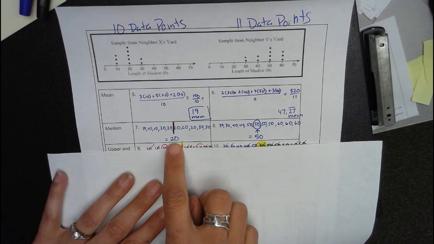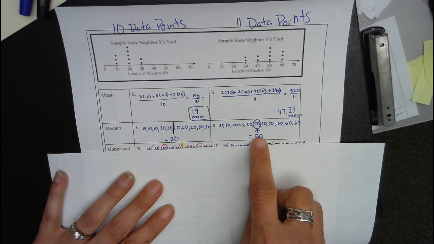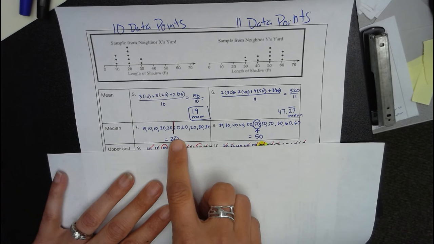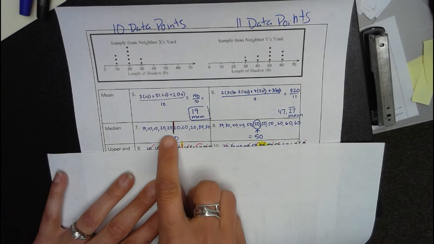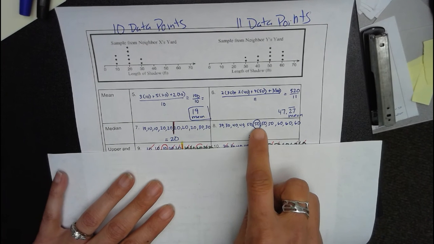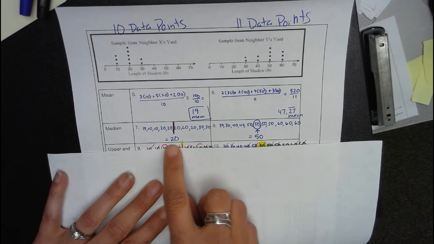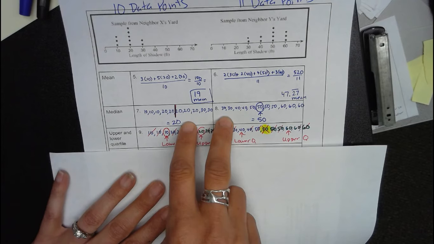So this was an even data set, so the median was 20. And this is an odd data set, and so the median is the 50. This median is not the lower number or the upper number, it's the number in between them. But this one right here, the median, is the number in the middle. We never use the median when we're finding the upper and lower quartiles.